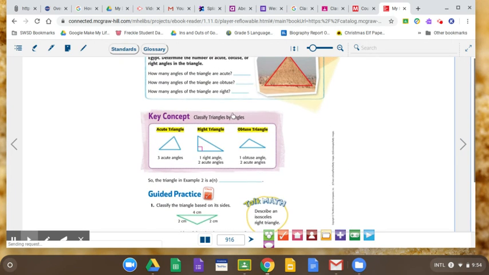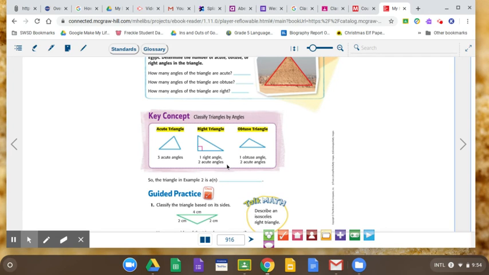has the triangles that you would classify by their angles. So these are the three different types you would use for their angles. So acute, all three angles have to be acute. So that means smaller than 90 degrees. All three of them have to be that to be an acute triangle. To be a right triangle, you have to have one right angle. The other two angles would be acute.